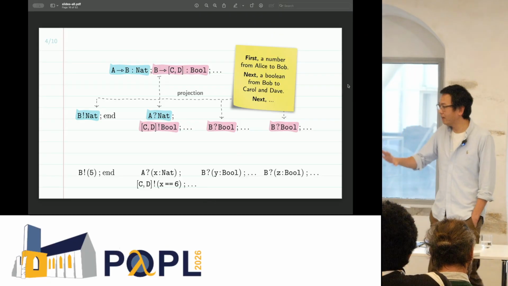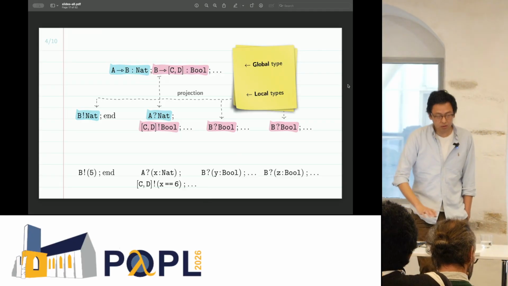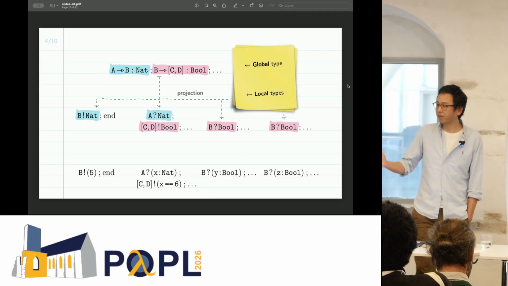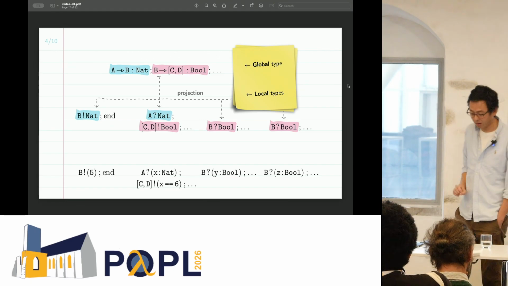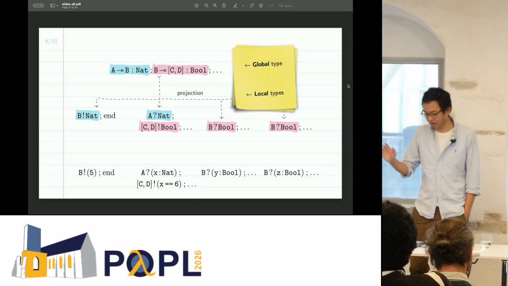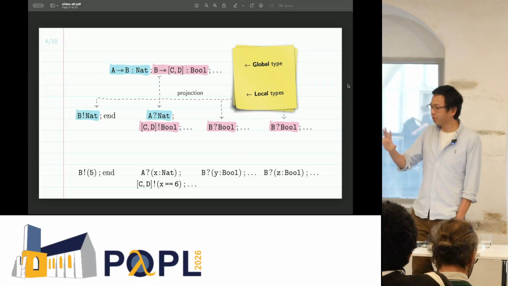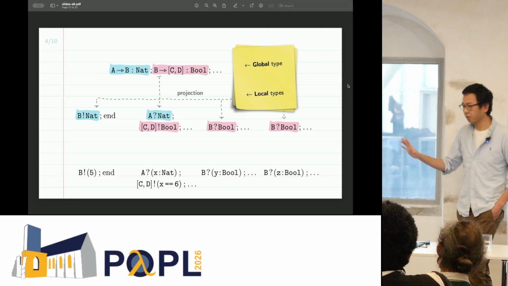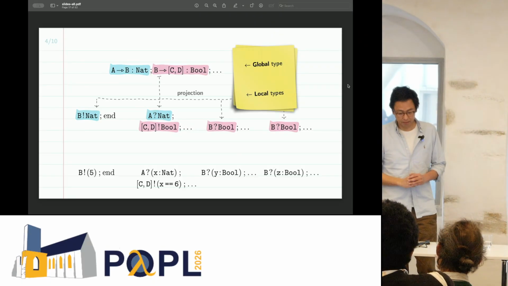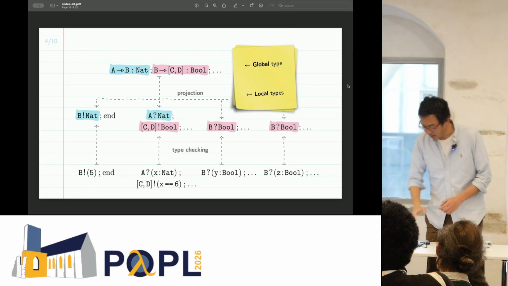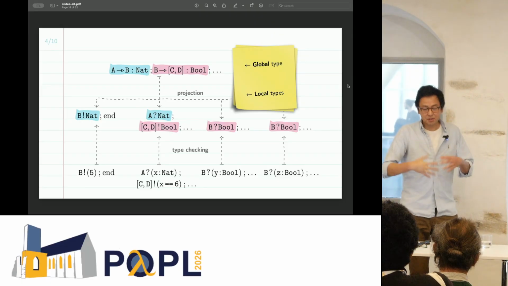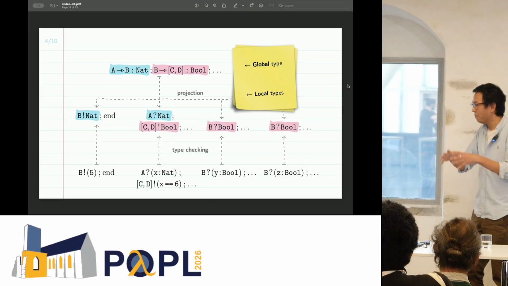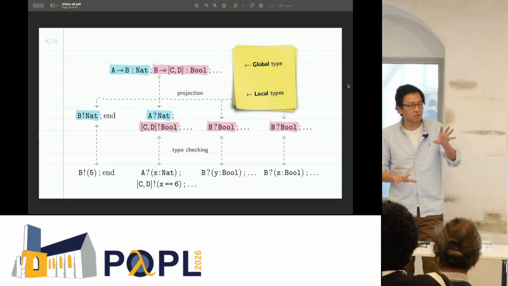Okay? Now, normally in the session types literature, we call these total and partial specifications the global type and the local type. And the process of extracting the local types from the global type is called projection. Okay, fine. When we have projected this global type onto each of the processes, so we have all our local types now, then the only thing that remains is to type check each of the processes against its own local type. And this is essentially by syntactically matching the structure of the type against the term.